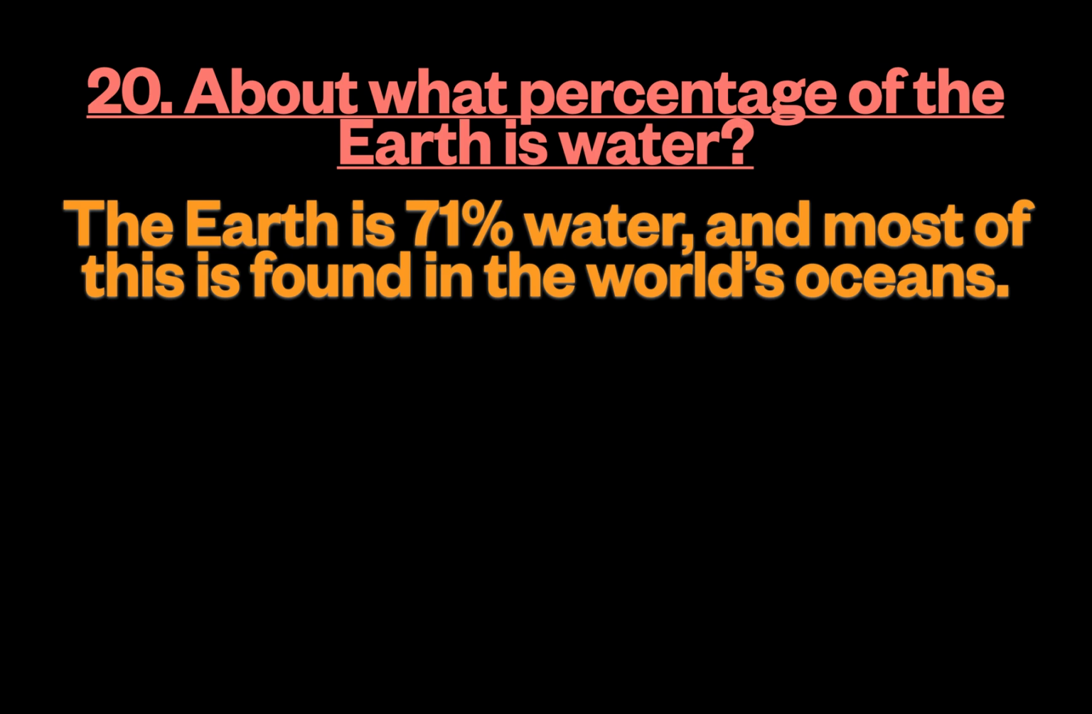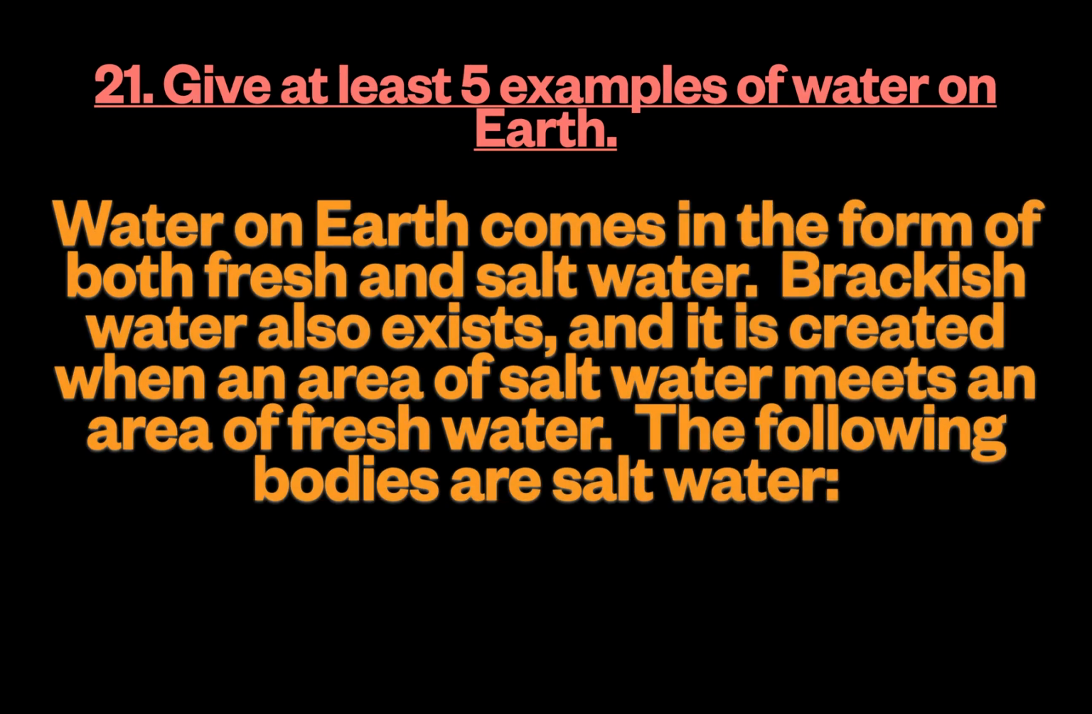Now think about all the land on Earth. Now imagine how much water that is, and how vast those oceans are. It is a very crazy thing to think about. All right. So let's talk about some examples of water on Earth. When we're talking about water, we have three kinds of water. You have salt water, you have fresh water, and you have brackish water. Fresh water and salt water are self-explanatory. Brackish water is when you have an area of fresh water that meets an area of salt water.